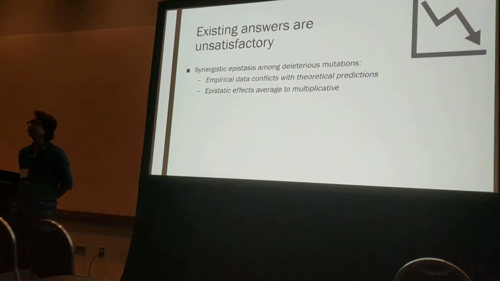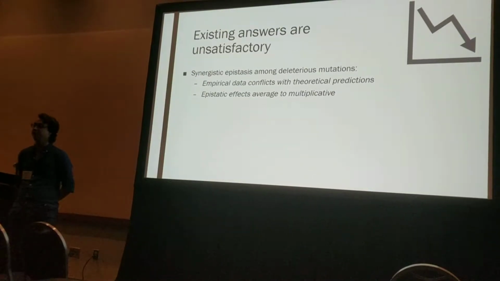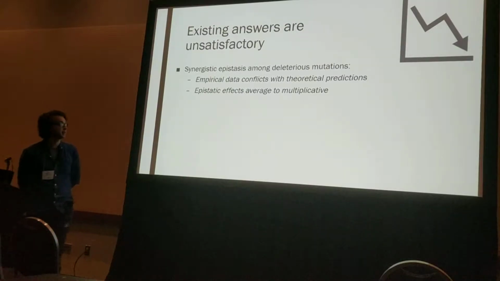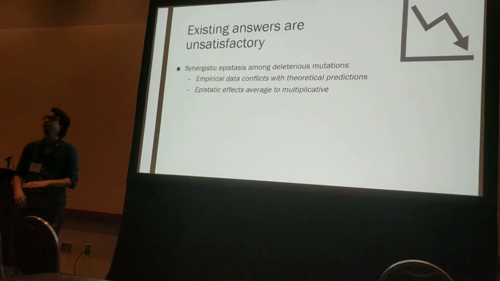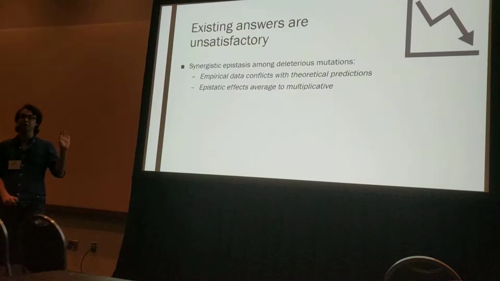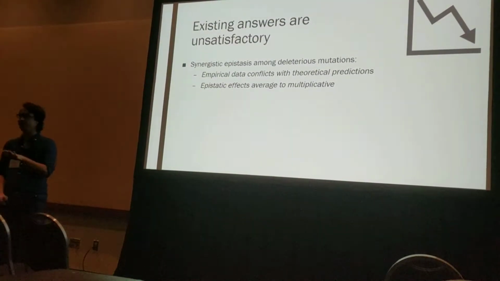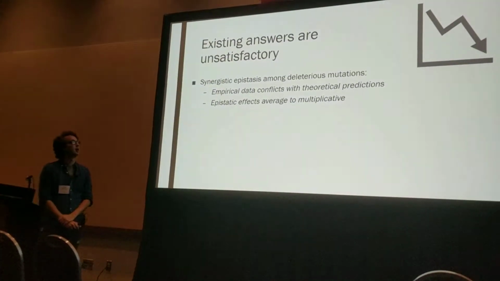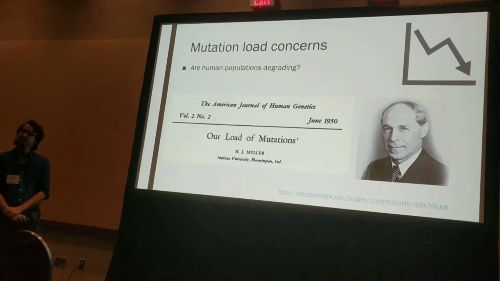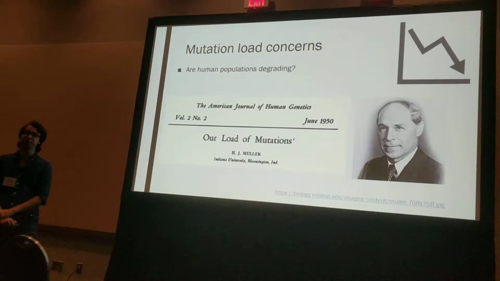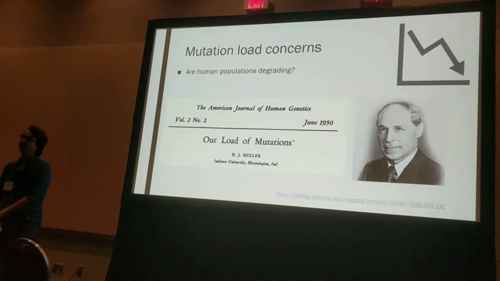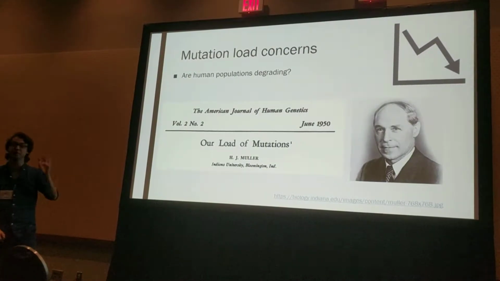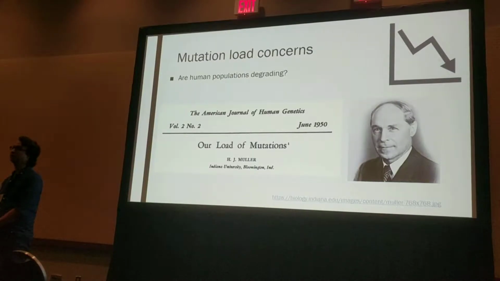Recent empirical data looking at the epistatic interactions between new deleterious mutations entirely conflicts with this prediction. There are lots of epistatic effects between deleterious mutations, but there's just as much antagonistic epistasis as synergistic, and the average effect is exactly multiplicative. This is a really serious problem because people have been really worried about the mutation load problem for a really long time, especially in humans.